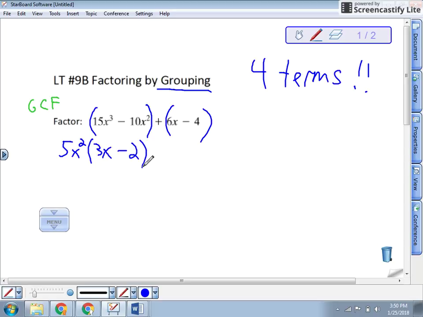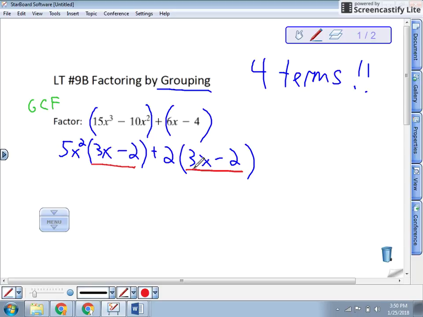Then I come to the next term, 6x and 4. I can't take out an x, but what goes into 6 and 4? 2 does. So I put my plus 2, then what's left? 3x minus 2. Now, what do you notice? If you've done factoring by grouping correctly, notice we now have a common factor of 3x minus 2. So I'm going to factor that out of what I've just created.